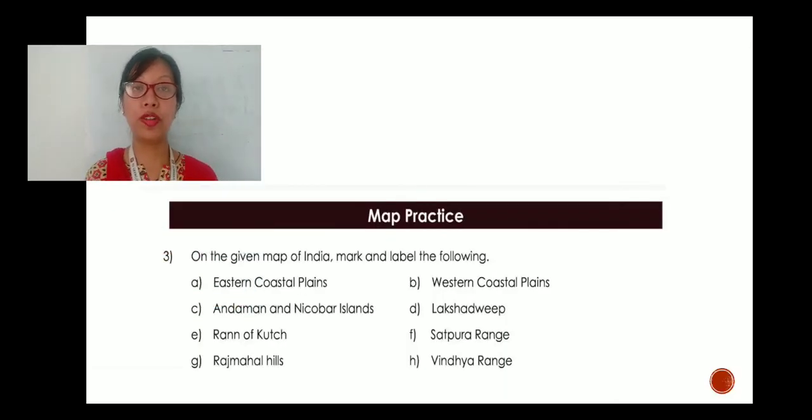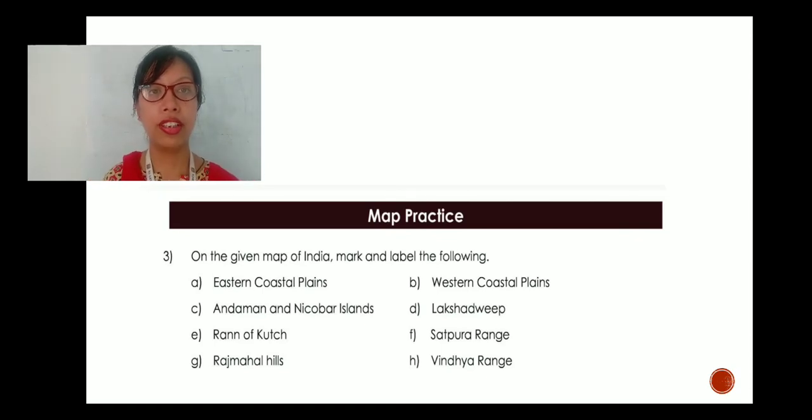Map practice. Now you have to be very good with the map practice. You have to remember everything. Okay. So here, on the given map of India, mark and label the following: A. Eastern coastal plains. B. Western coastal plains. C. Andaman and Nicobar Islands. D. Lakshadweep. E. Rann of Kutch. F. Satpura Range. G. Rajmahal Hills. And H. Vindhya Range.